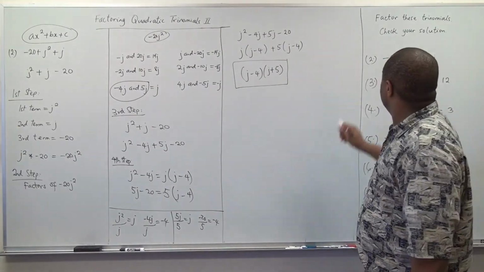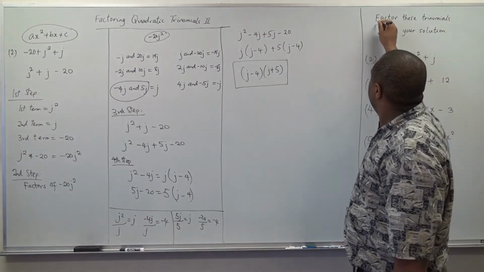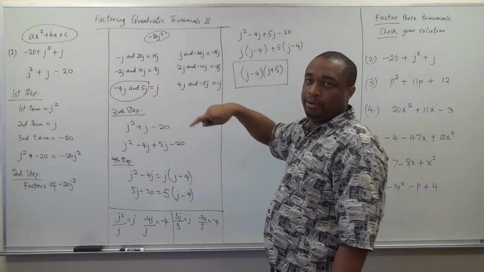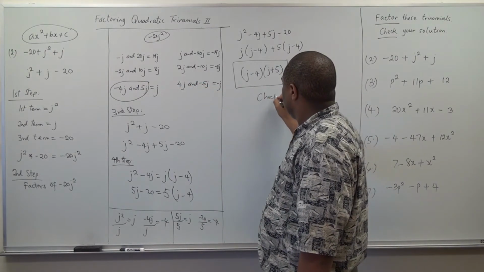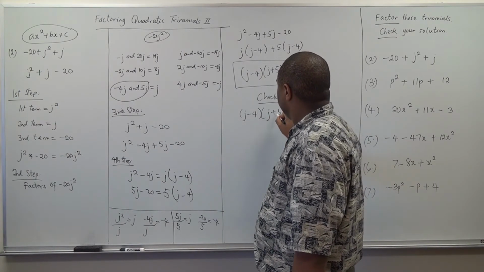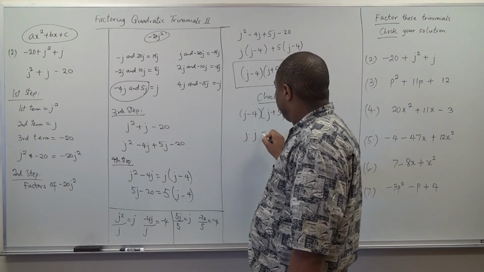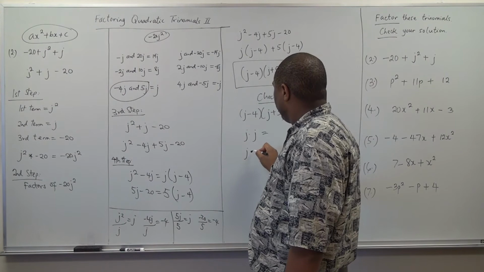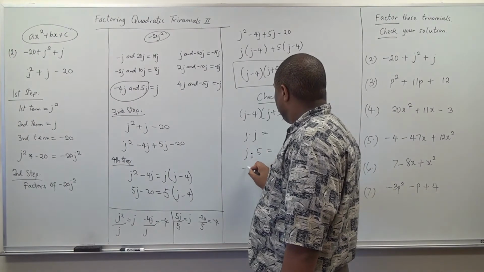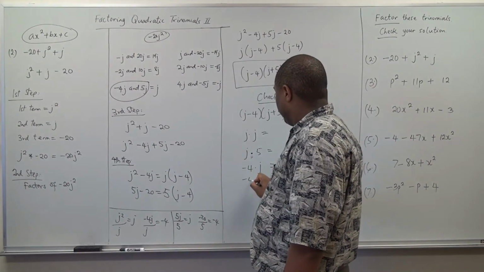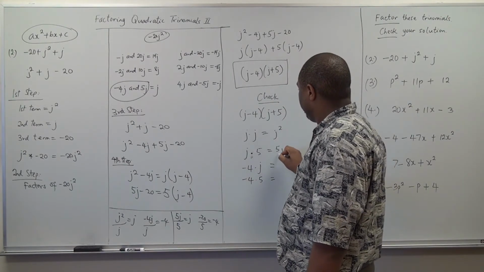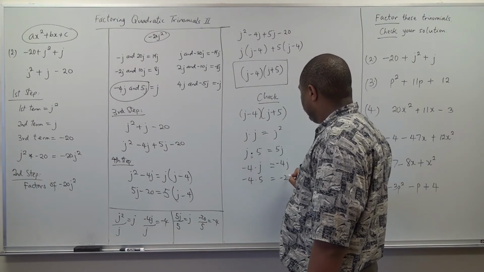So the next thing we have to do is to check. First of all, we factor, and then we check our work to see whether we are correct. When we check, it should give us back the original thing. So let's check this. We just multiply j minus 4 times j plus 5. Now this is j times j, times 5. You can use the FOIL method if you want to. That's fine. J times 5, negative 4 times j, and negative 4 times 5. So this is j squared, 5j, negative 4j, and negative 20.